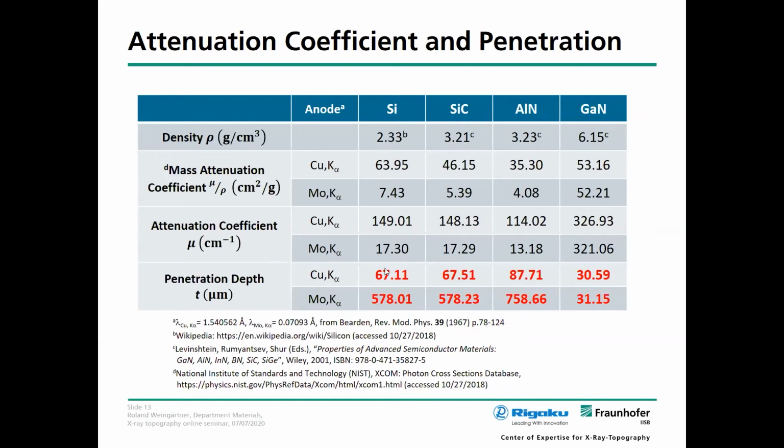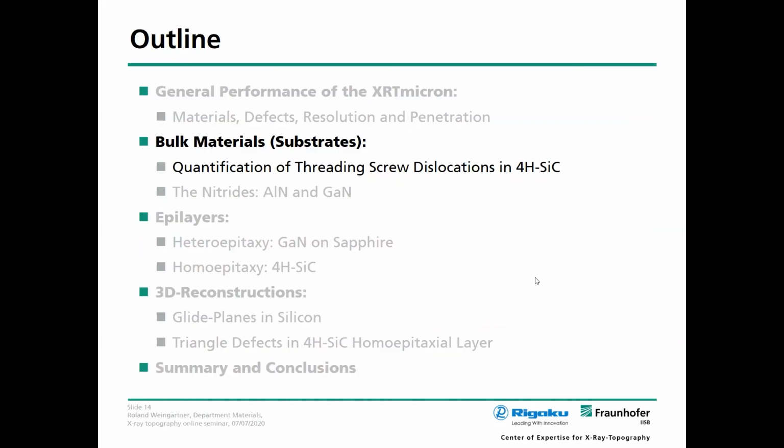On the other hand, it's important for reflection to have a low penetration, because especially in your epilayer, you are interested in information out of your epilayer. This we see later on in a concrete example. Note that in gallium nitride, for instance, you can almost only measure well in reflection, due to the low penetration depth. Okay, so now sufficient for general performance at the moment. I will apply this and show it now on concrete materials and concrete measurement tasks.